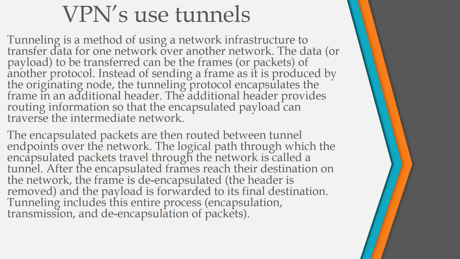The additional header provides routing information so the encapsulated payload can traverse the intermediate network, right? So it's got an address label on the outside of the box. So it knows where to go, but you can't see the contents of what's in the box. The encapsulated packets are then routed between tunnel endpoints over the network. The logical path through which the encapsulated packets travel through the network is called a tunnel.